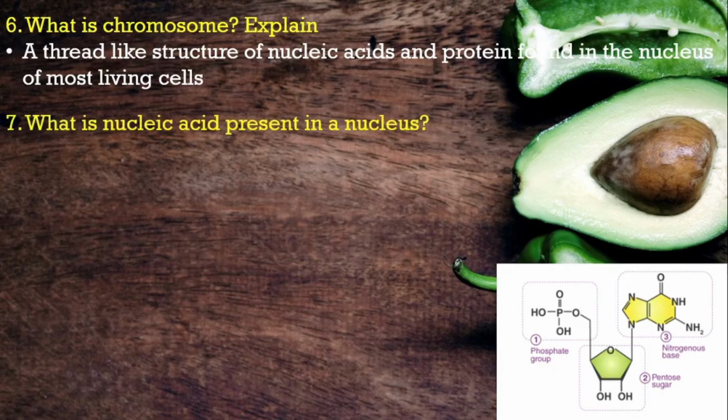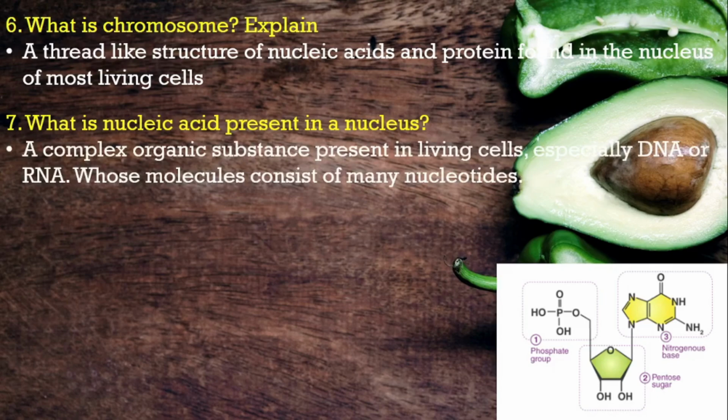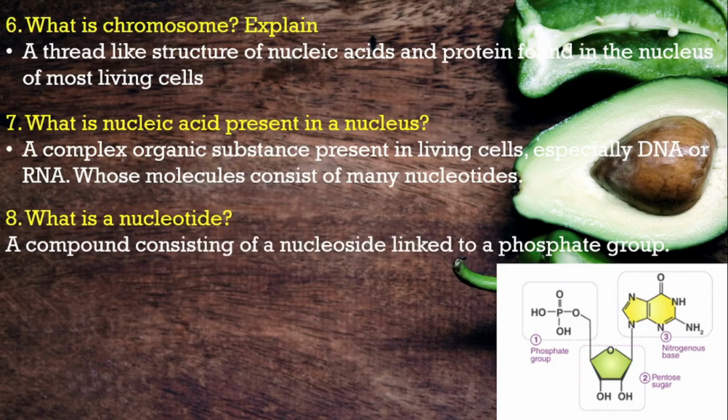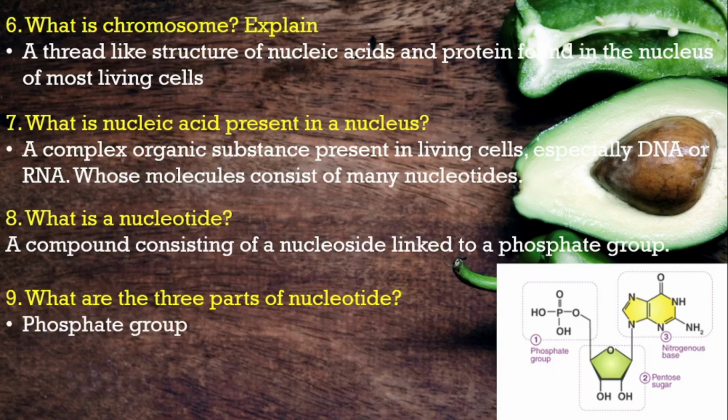What is the nucleic acid present in a nucleus? A complex organic substance present in living cells, especially DNA or RNA, whose molecules consist of many nucleotides. What is a nucleotide? A compound consisting of a nucleoside linked to a phosphate group. What are the three parts of a nucleotide? First one phosphate group and pentose sugar and nitrogen group. As you can see here, this is a structure of a nucleotide. So you see here phosphate group and here nitrogen base and here we have pentose sugar.